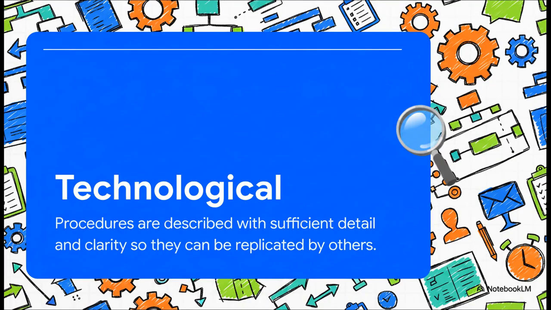And the T is for technological. Just think recipe. Your behavior plan needs to be written so clearly, so precisely that another clinician, a teacher, or a parent could pick it up and run it exactly as you intended. There should be zero guesswork.